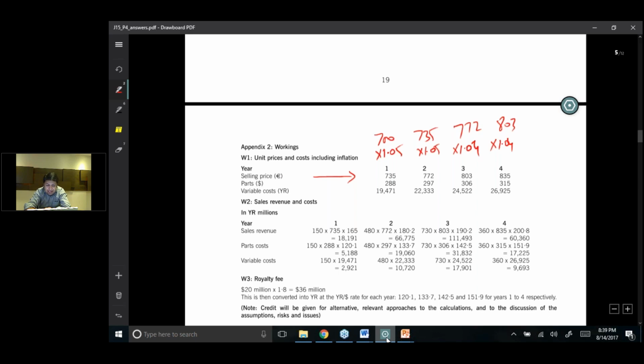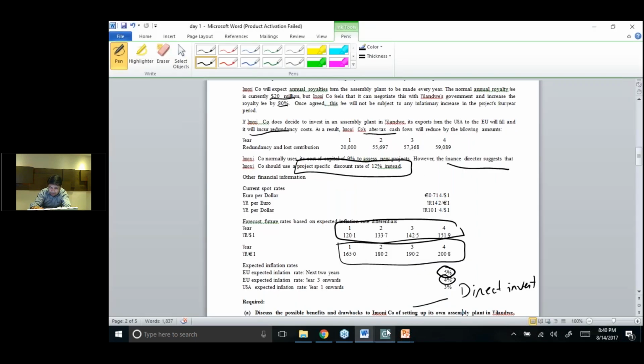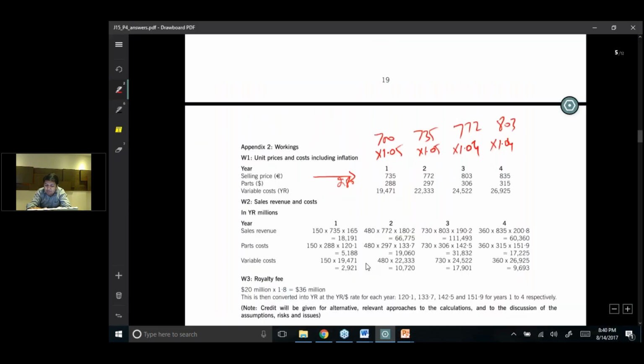Okay, this is the price of parts. Remember, the special component price was 280, and it has been inflated with the inflation rate of the dollar. And the inflation rate of the dollar was 3%. So this 280 has been increased every year with a 3% inflation. Then variable cost has been increased with the inflation rate of YR, which is different in every year.